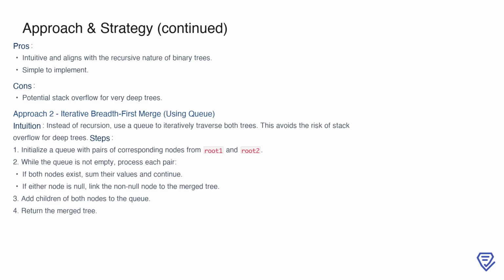The process begins by initializing a queue with pairs of corresponding nodes from both trees. For each pair, if both nodes exist, we sum their values. If one node is null, we directly link the non-null node to the merged tree. We then enqueue the children of both nodes to continue the merging process. This method ensures that all levels of the tree are processed iteratively and systematically.